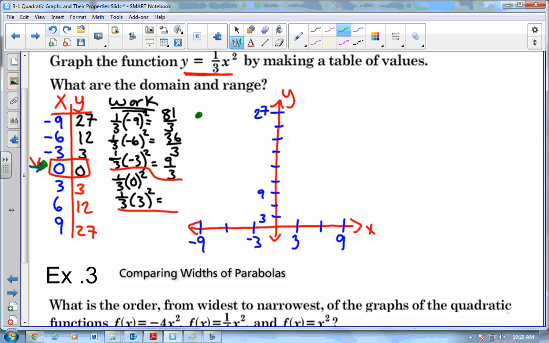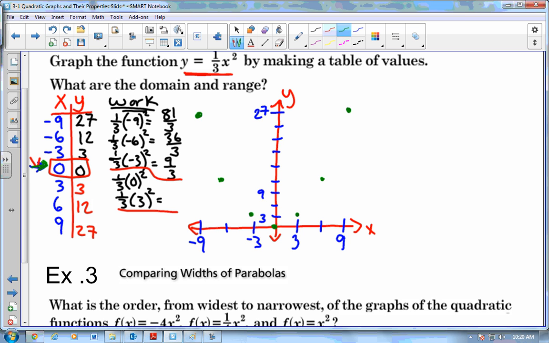-6, 12. -3, 3. 0, 0. And then we have symmetry, so you can just come too high where? The middle one's one down. Oh, it's on 12. Okay, thank you. Fix that guy. And then 9, 27.